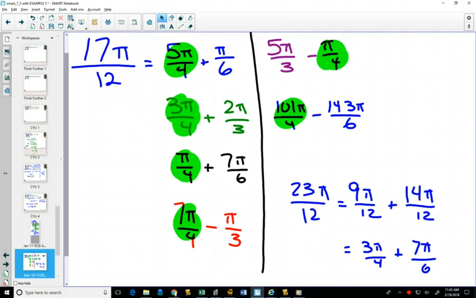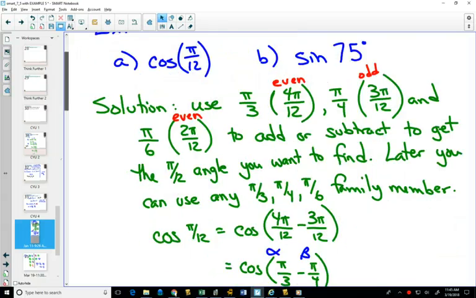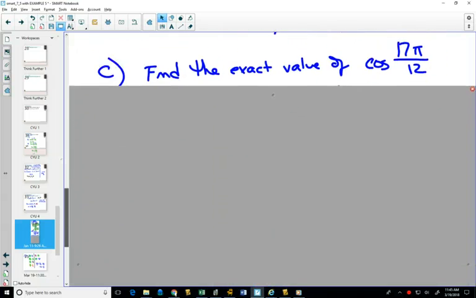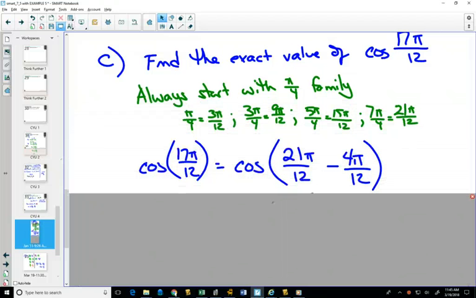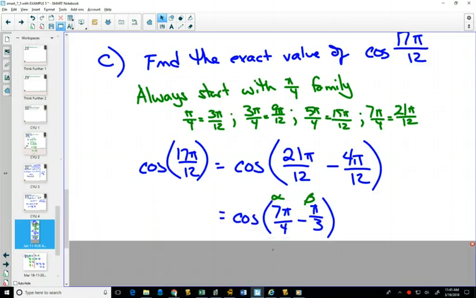So in our notes, I have that as well. We've got all those values. We could choose any one of them, and each of them will give us the same answer. But for the exact value of cos of 17 pi over 12, I happen to choose the 21 pi over 12 minus 4 pi over 12, which is 7 pi over 4 minus pi over 3. So sometimes we just choose a pi over 4 family that we feel is going to be close to 17 pi over 12. So I chose 7 pi over 4 because that's 21 pi over 12, and that's really close to 17.